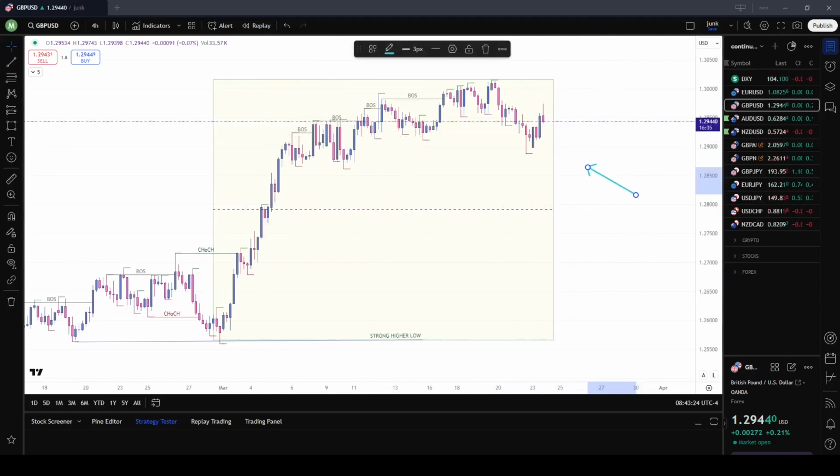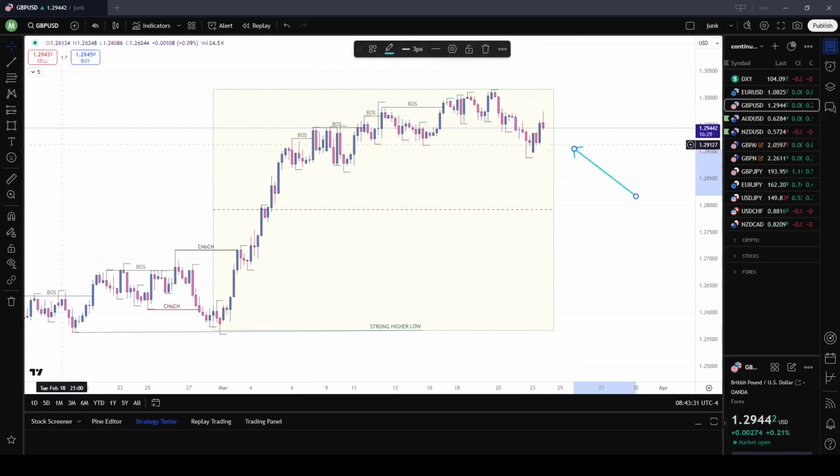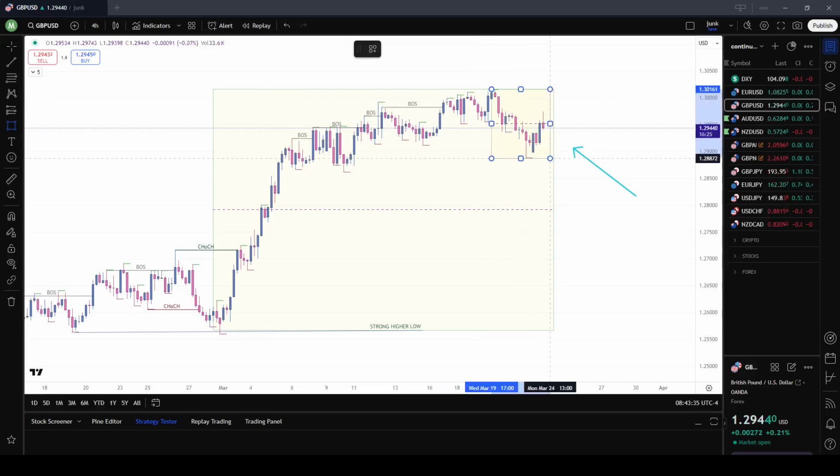And right now, from this impulsive move since the last half of last week, you could see that price has retraced back into 50% of that impulsive move from Wednesday of last week up until now.